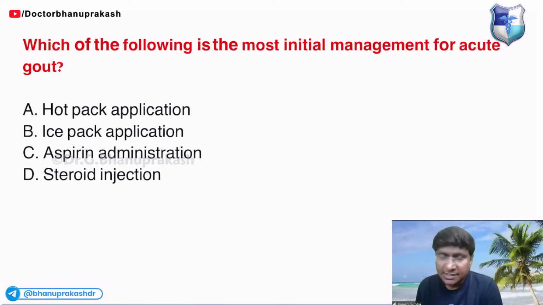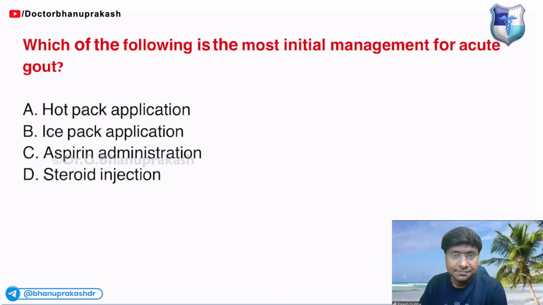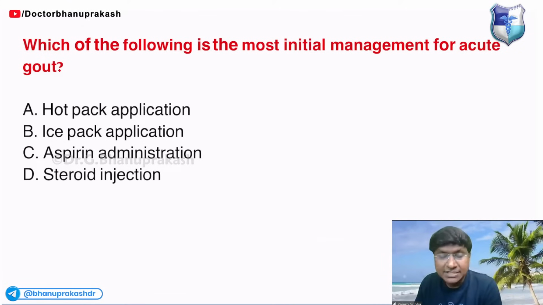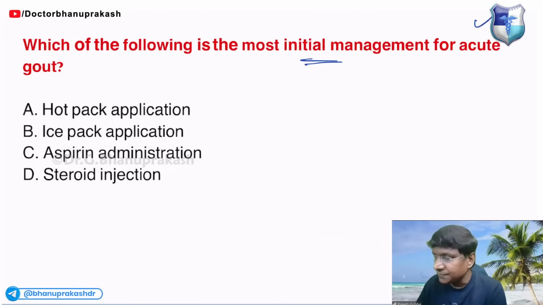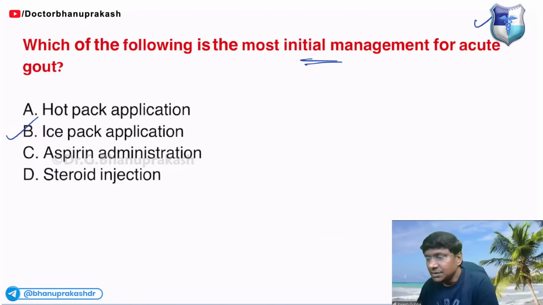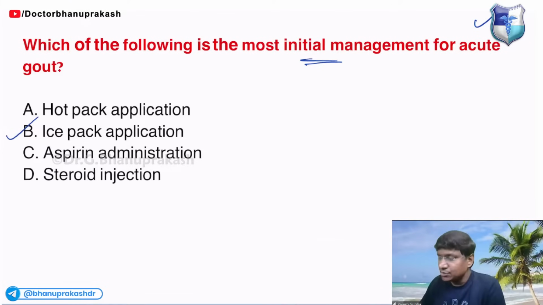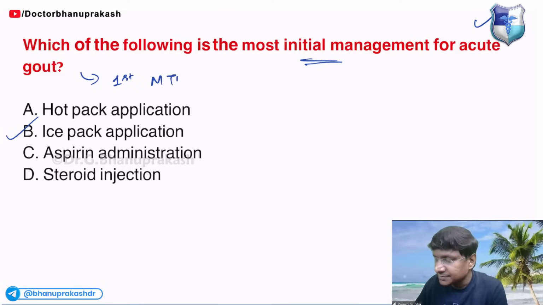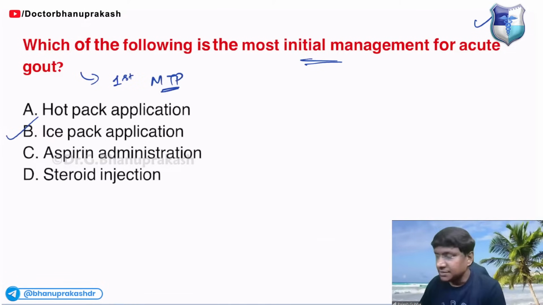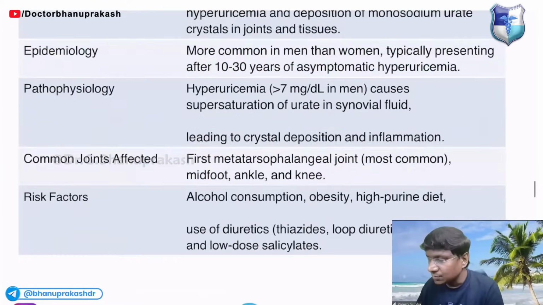And the name of the crystals is CPPD crystals. That is calcium pyrophosphate crystals. So the most initial treatment that you have to give in case of acute gout will be ice pack application. In pseudogout, it is the knee joint, but in case of gout, it is the first metatarsophalangeal joint. Okay, right. Let us start with a quick discussion related to gout.